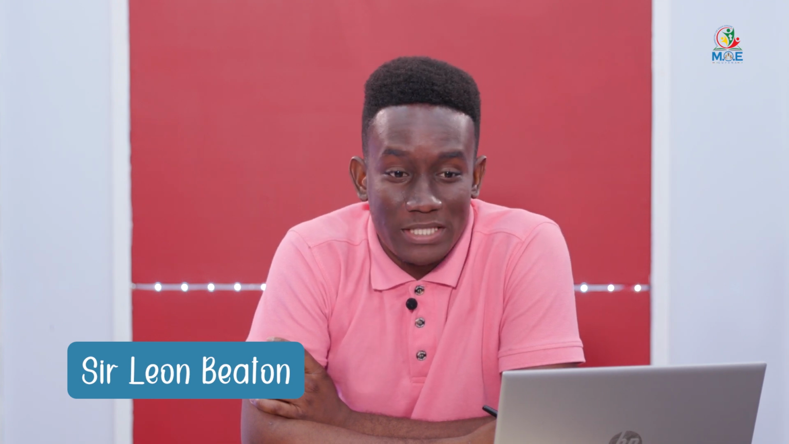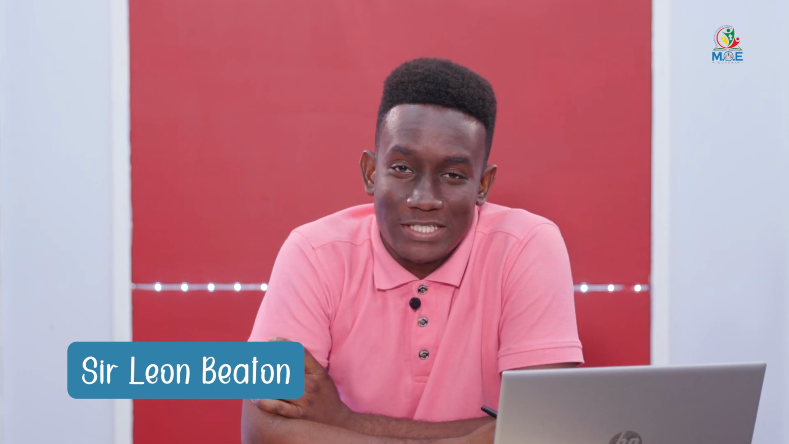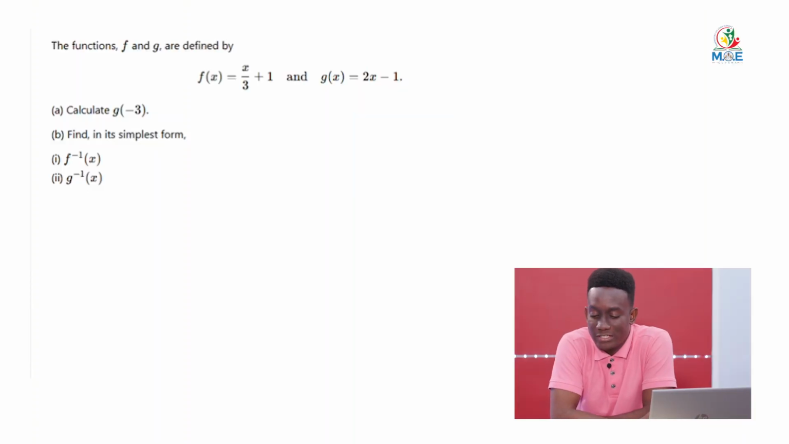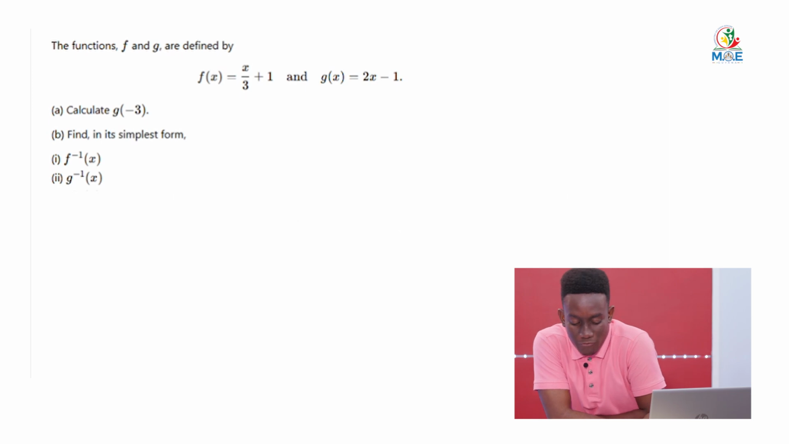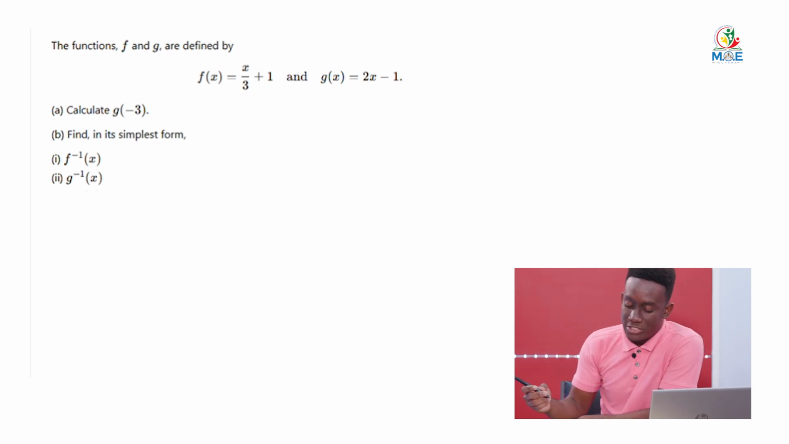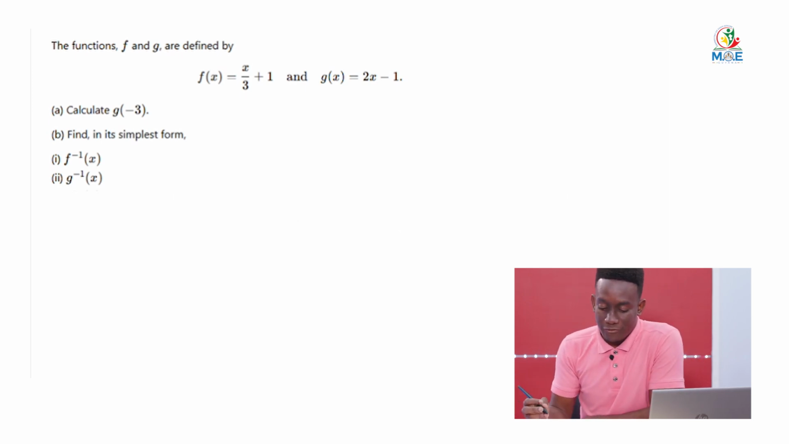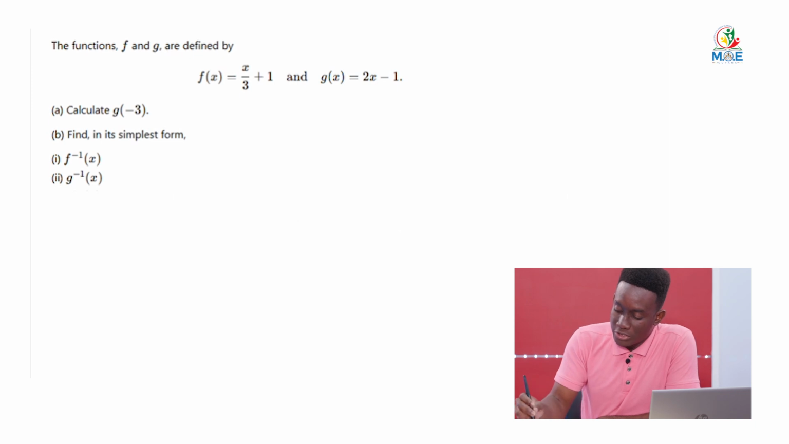In this video, I will be tackling some functions questions, so let's head straight into the first question. So the question says, the functions f and g are defined by, so f of x is equal to x over 3 plus 1, and g of x is equal to 2x minus 1. So the first one I want us to calculate is g of negative 3. So we're dealing with this function.